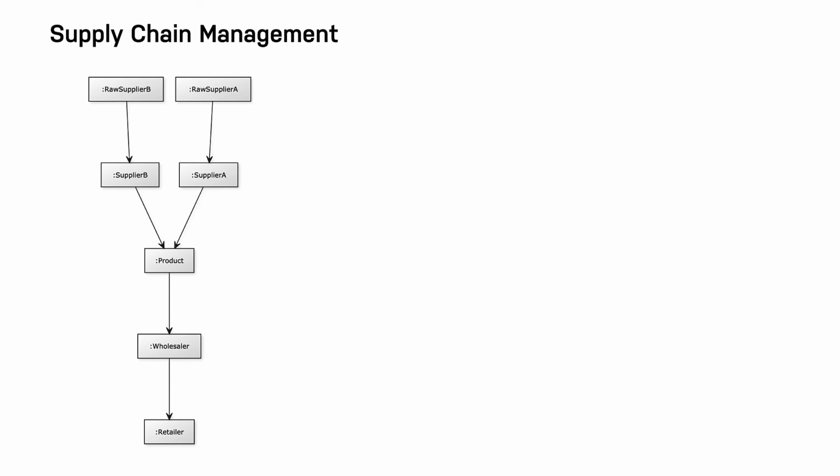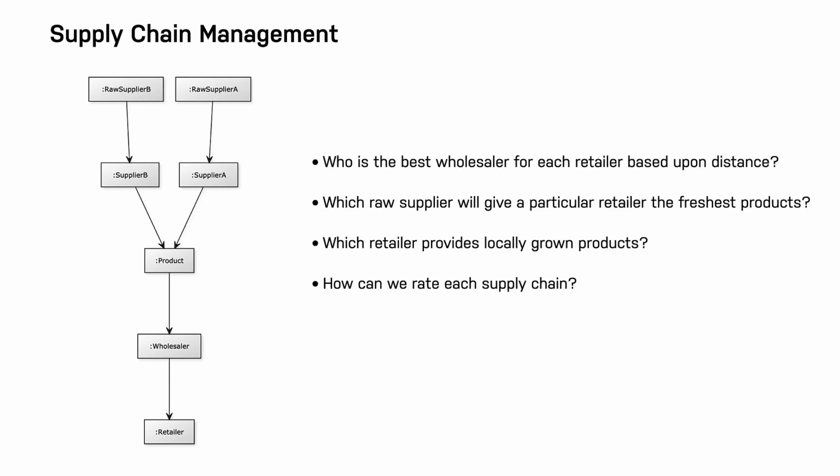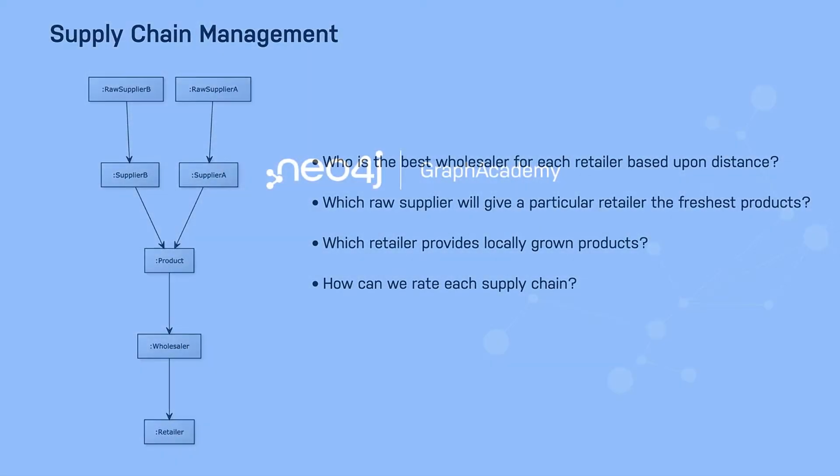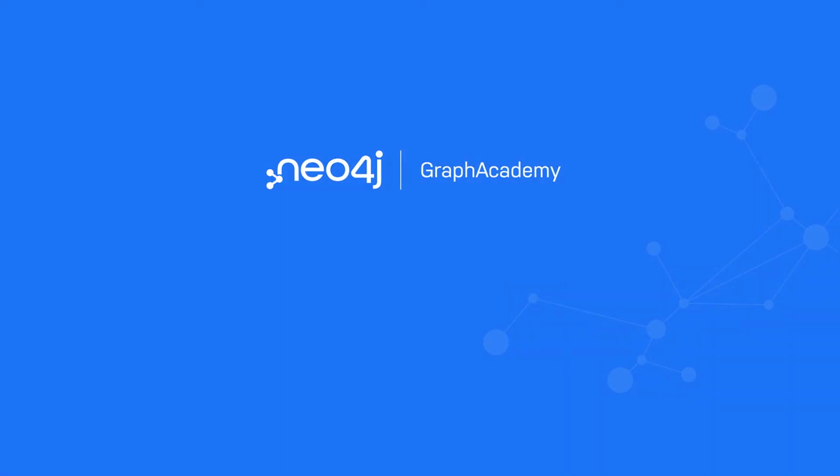All of these entities are located somewhere, and there is a distance between them that will impact how quickly products can be transported. With this graph, one can answer these questions. This completes our look at some of the use cases for graphs.